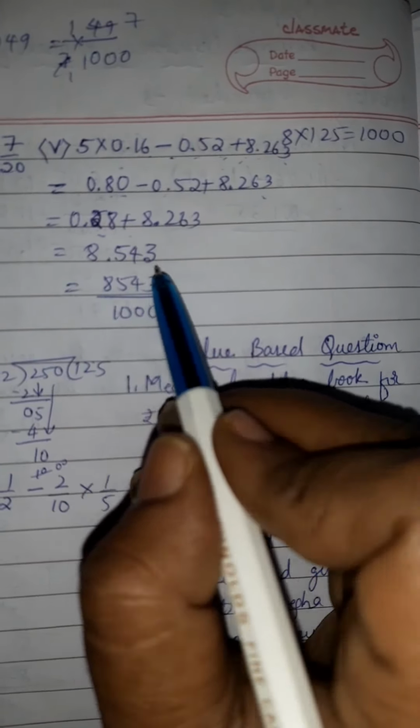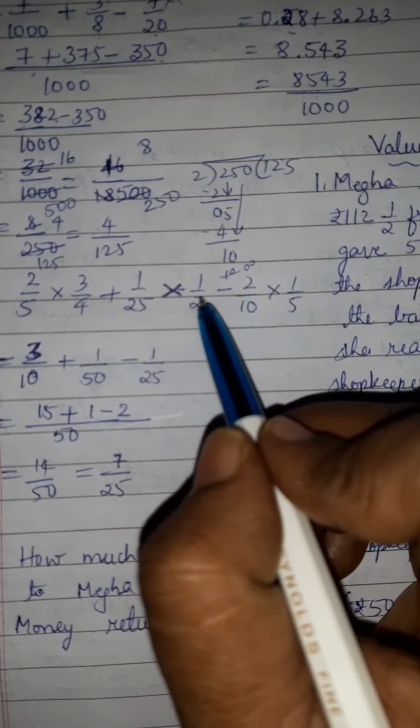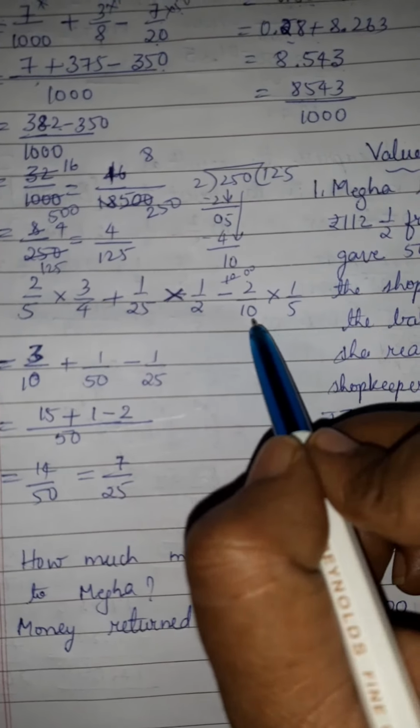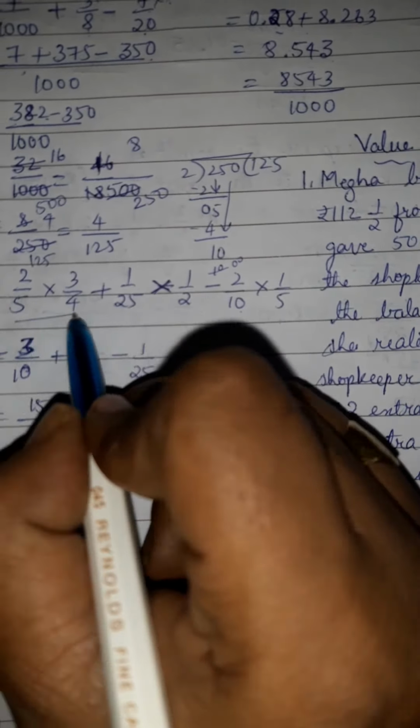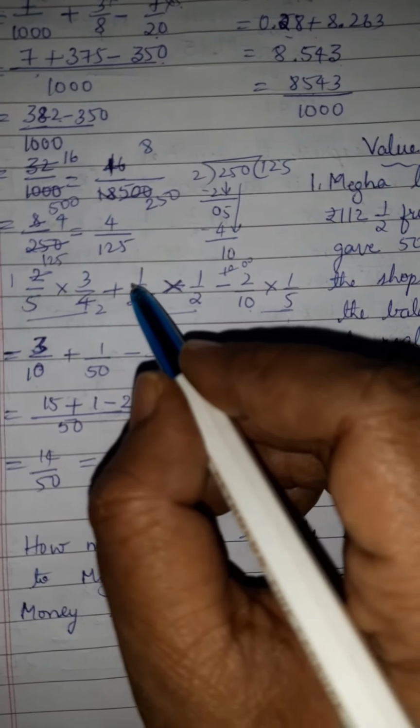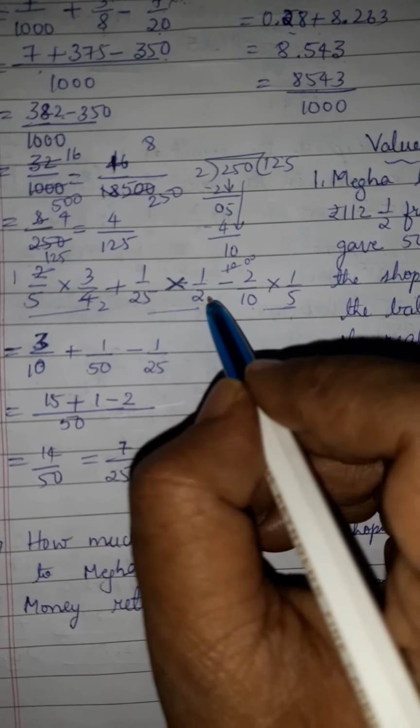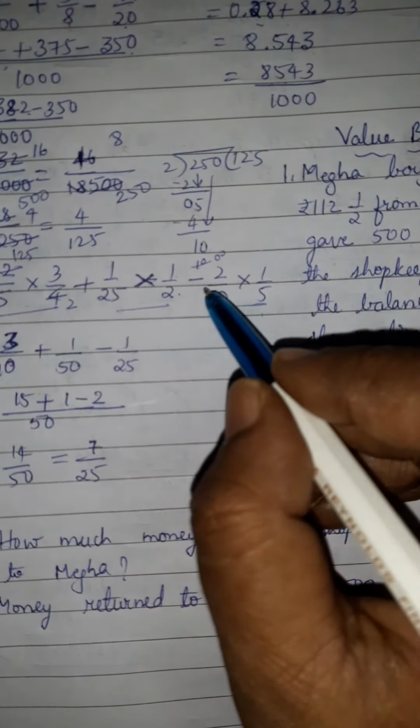8543 divided by 1000. Sixth one is 2 by 5 into 3 by 4 plus 1 by 25 into 1 by 2 minus 2 by 10 into 1 by 5. According to the BODMAS rule, first we have to multiply. If it is divisible, you can cancel here. 2 ones are 2, 2 twos are 1, 3s are 3, 5 twos are 10. Here 1 into 1, 2 twenty-fives are 50 minus 2 ones are 2, 2 fives are 10.